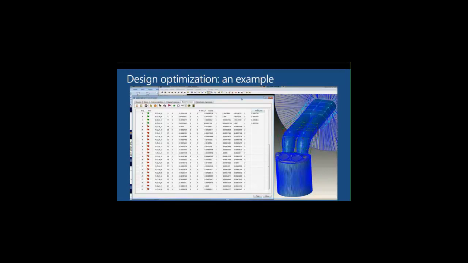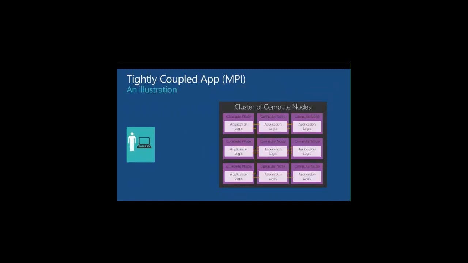So this is a very typical workload that people run, which is to change the design slightly and go ahead and run variations of the same design and look at the end results to see which configuration works the best. And each of these problems are relatively small, but you run thousands and thousands of them to come up with an optimal solution.